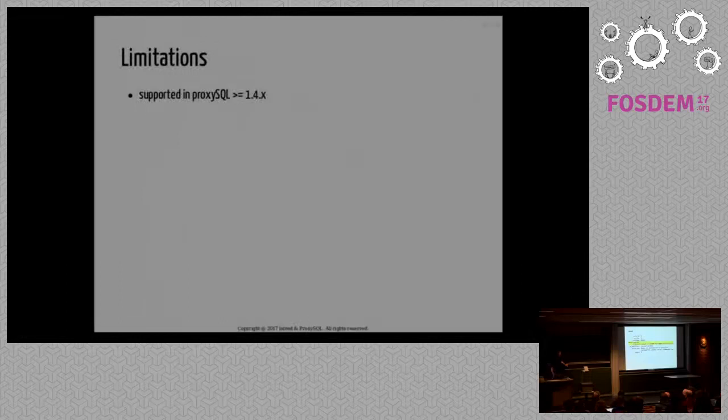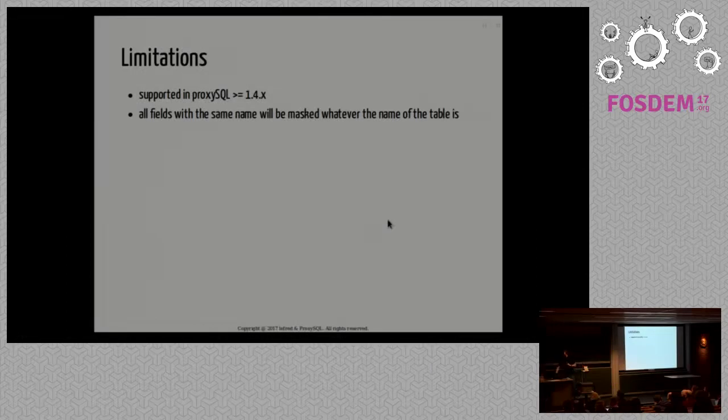So what are the limitations? This is supported only with ProxySQL greater than or equal to 1.4, not the previous version, right? So all fields of the same name, this is what I was saying before, will be masked even if you say, okay, this is for this table. We don't check the table in this case because maybe you can join several tables, then it will be very complicated. If you find a very nice regular expression to do it, feel free to send it to me. I will be very, very happy. But currently, all the fields with this name will be masked, whatever the name of the table.